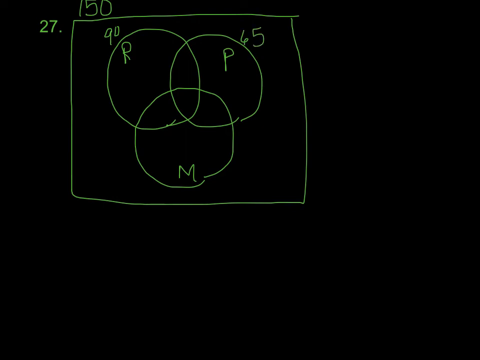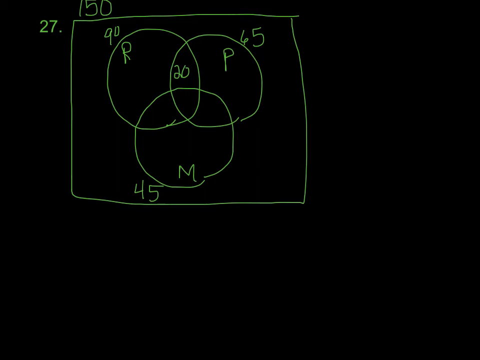And lastly, 45 liked mango, so I'm going to throw 45 right down there. All right. Then it says 20 liked both raspberry and peppermint, but not mango. So that's your overlap between the raspberry and the peppermint, but not in the mango section. So that would have to be this top part right there. Okay. And then it says 5 liked both peppermint and mango, but not raspberry.